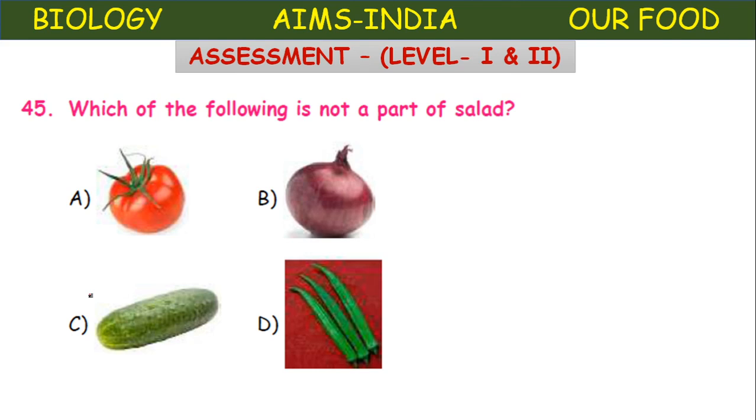Which of the following is not a part of salad? Tomato, onion, kheera and okra. It is the okra which is not a part of green salad.